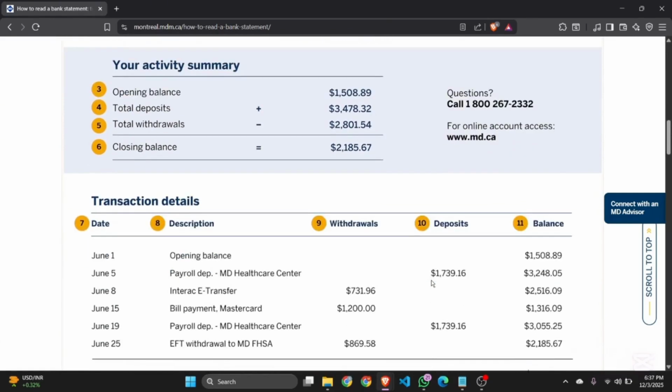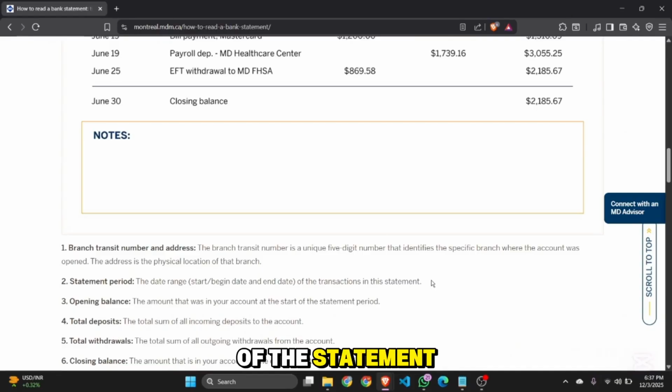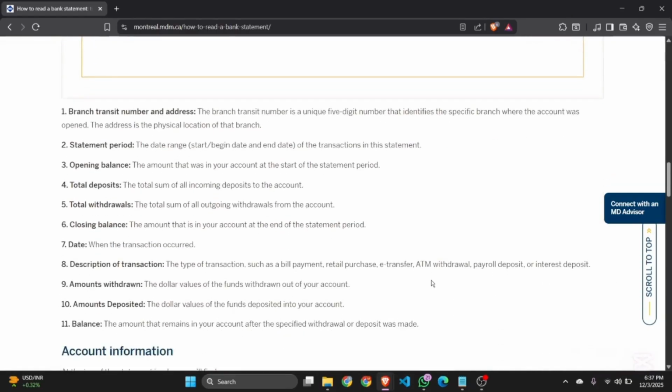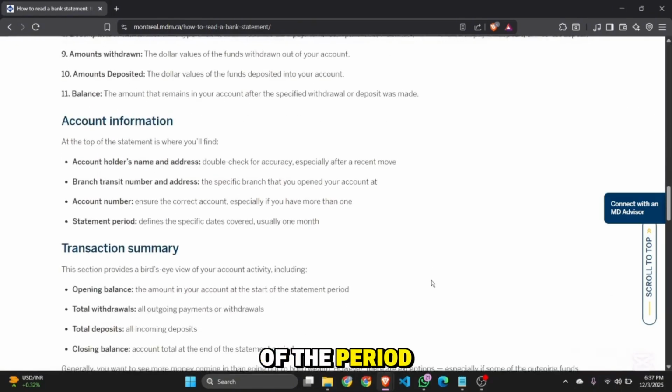Beginning balance. This is how much money was in your account at the start of the statement period. Ending balance. This is how much money you have in your account at the end of the period.